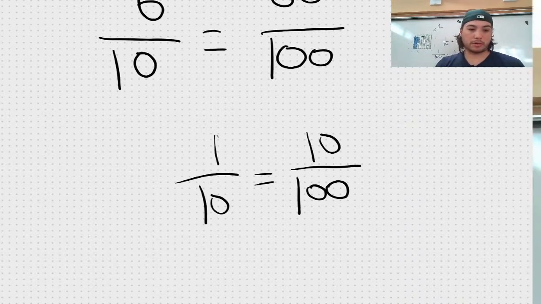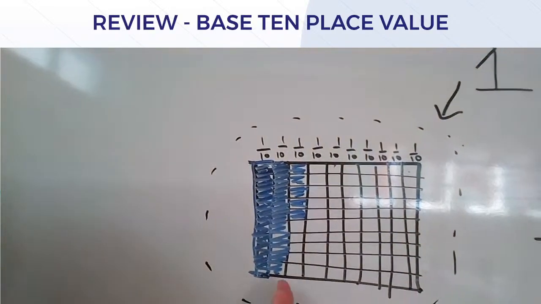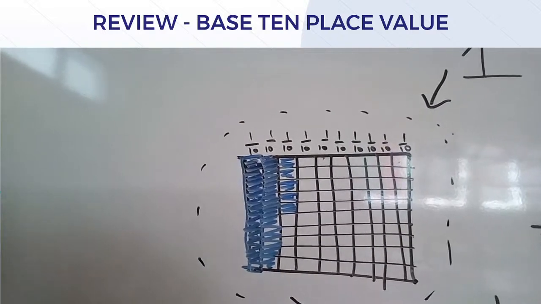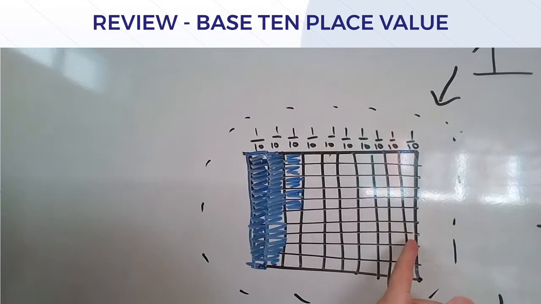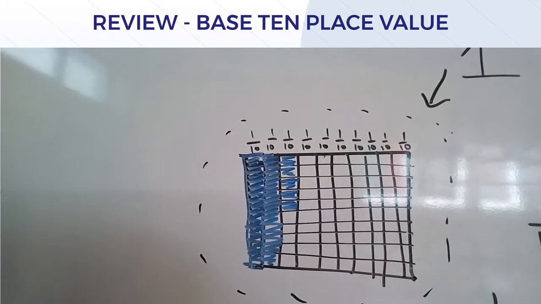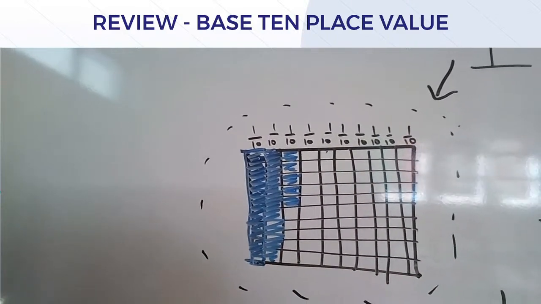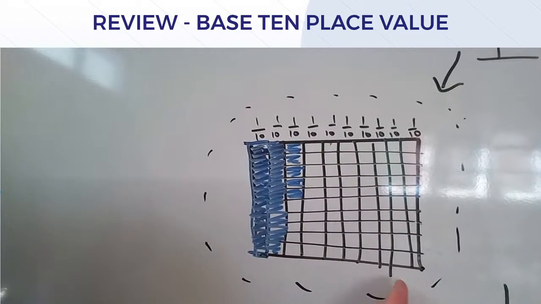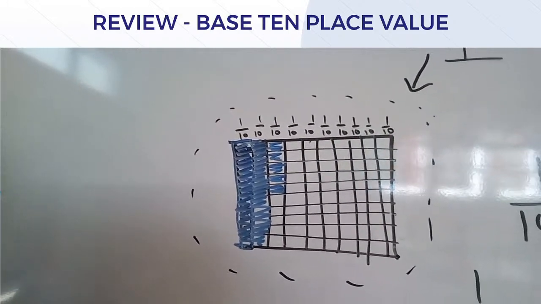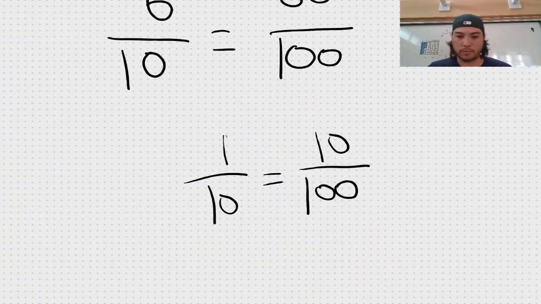If I go back to the model here, we can see each of these tenths, each of these columns of tenths, they're broken into 1, 2, 3, 4, 5, 6, 7, 8, 9, 10 pieces. And in our whole one, there's 100 pieces total. So 10 hundredths is in each one of these tenths. Okay? Let's try one more. I'll have you try it on your own here.